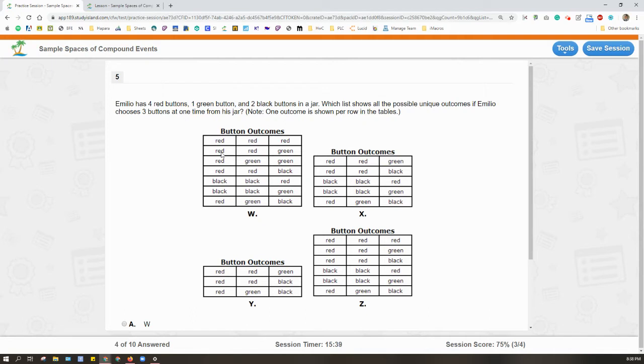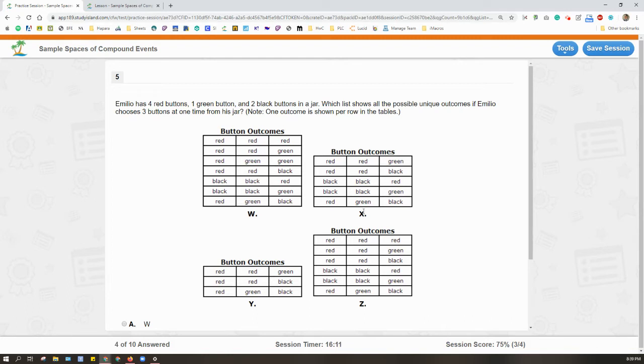What else could happen? We could get a red button and a green button, because there is one green button. What else could happen? We have a red button, a green button, and another green button. Is that possible? If we reach in at once and get 3 buttons at one time, can we pull out 2 green buttons? And the answer is no, because there's only one green button in the jar. So W does not make sense. We cannot get 1 red button and then 2 green ones. It's impossible to pull out 2 green buttons at once.